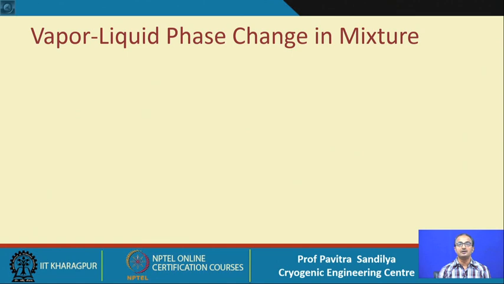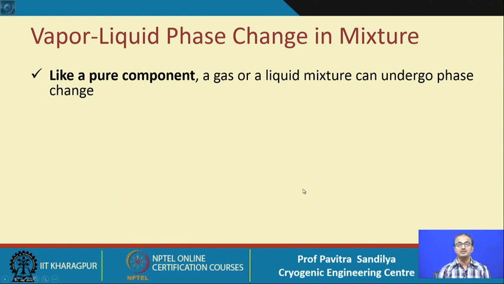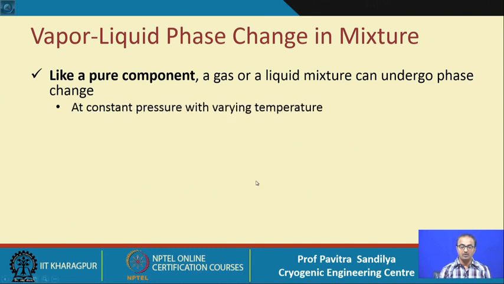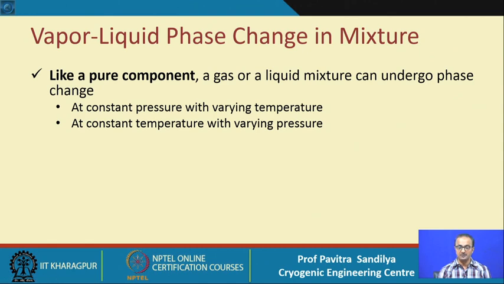So, first let us see the vapor liquid phase change behavior in a mixture. This mixture phase change behavior is different from the phase change behavior of a pure component. Now, let us see what are the similarities and what are the dissimilarities between the phase change behavior. Now, like a pure component, a gas or a liquid mixture can undergo phase change at constant pressure with varying temperature and also at constant temperature with varying pressure.